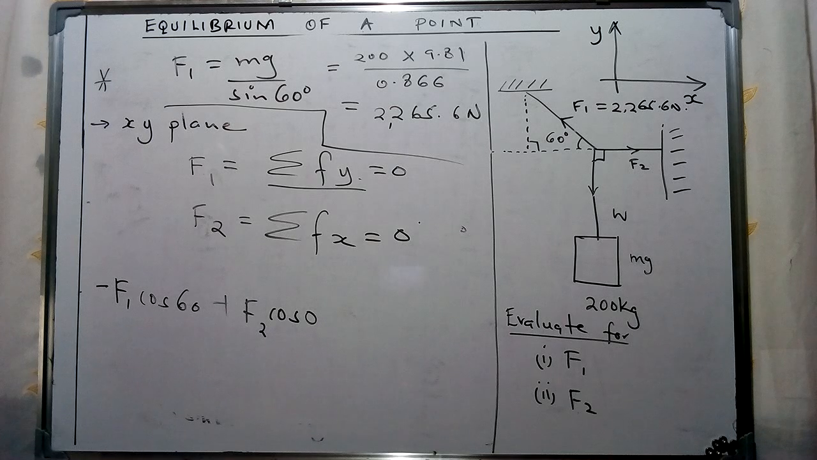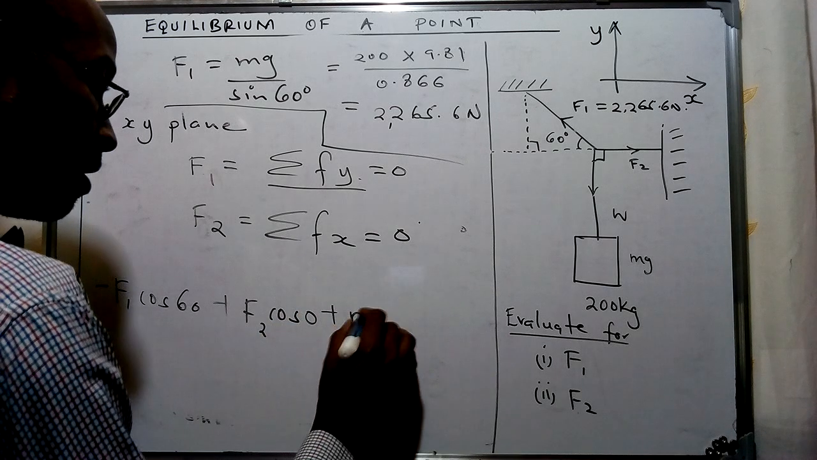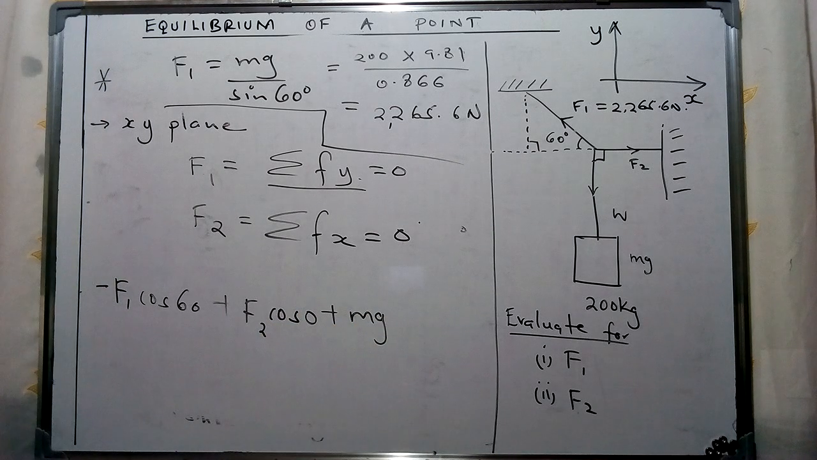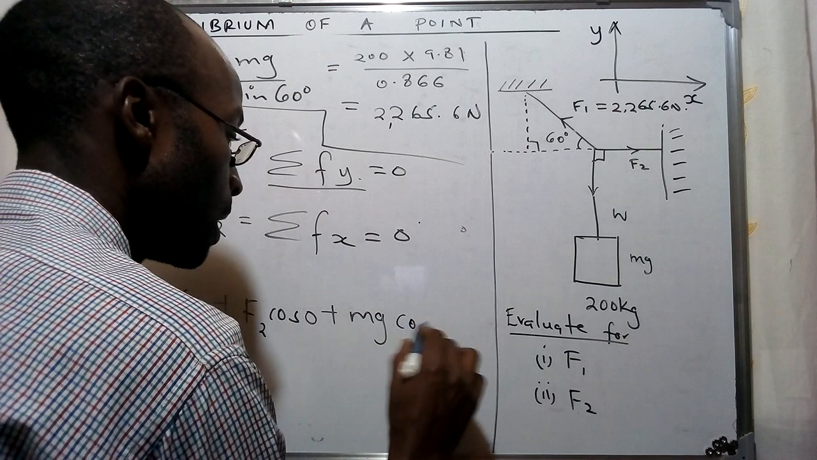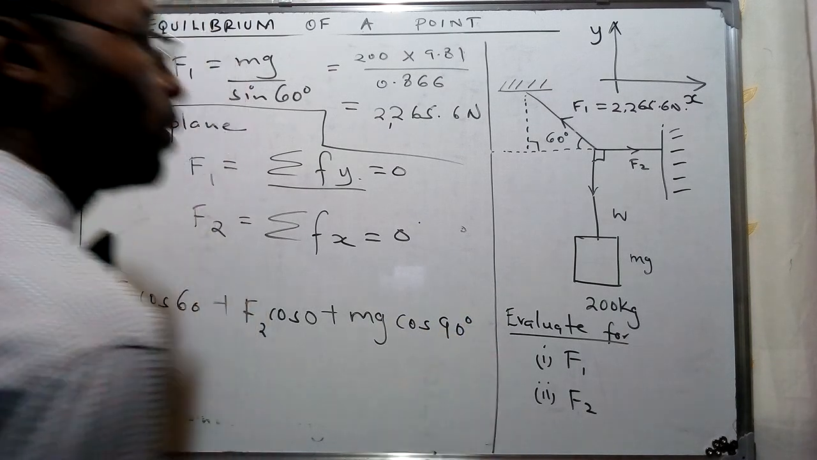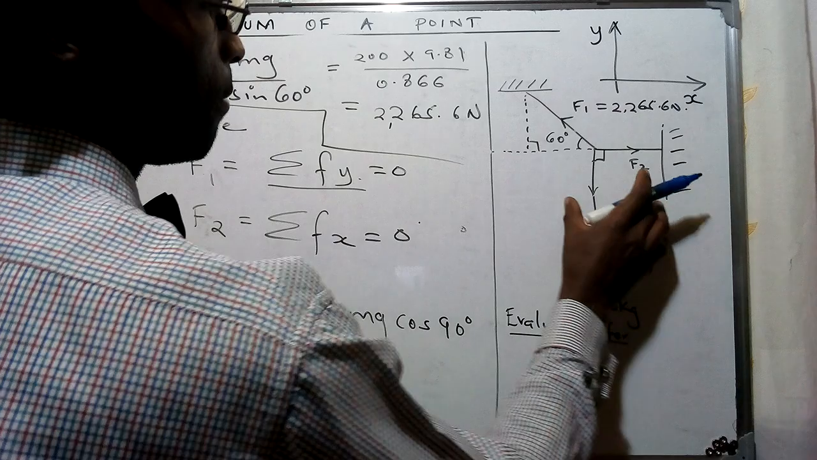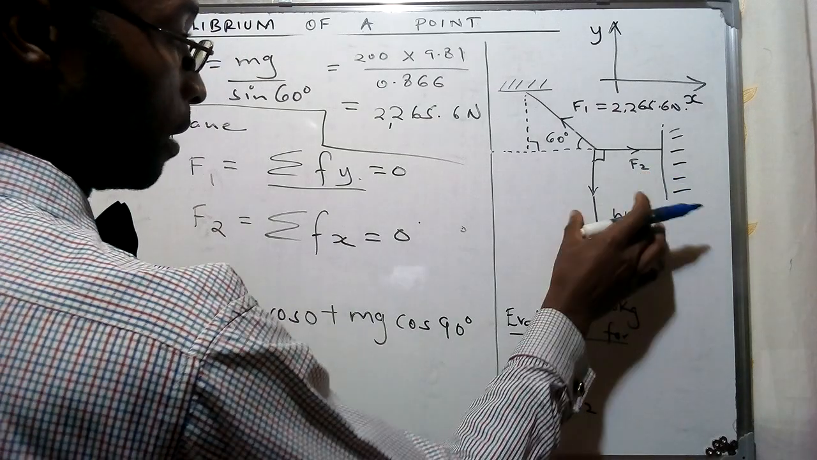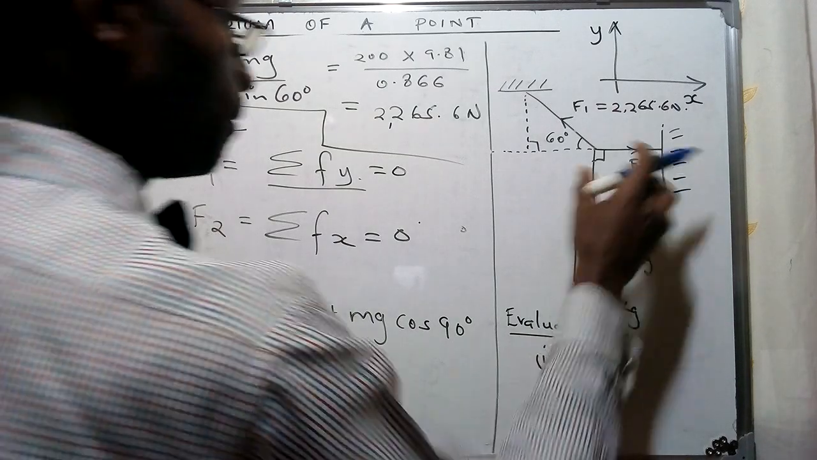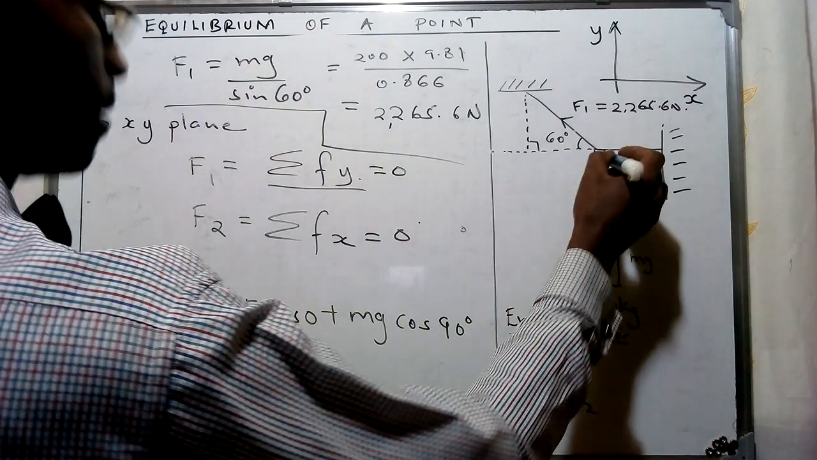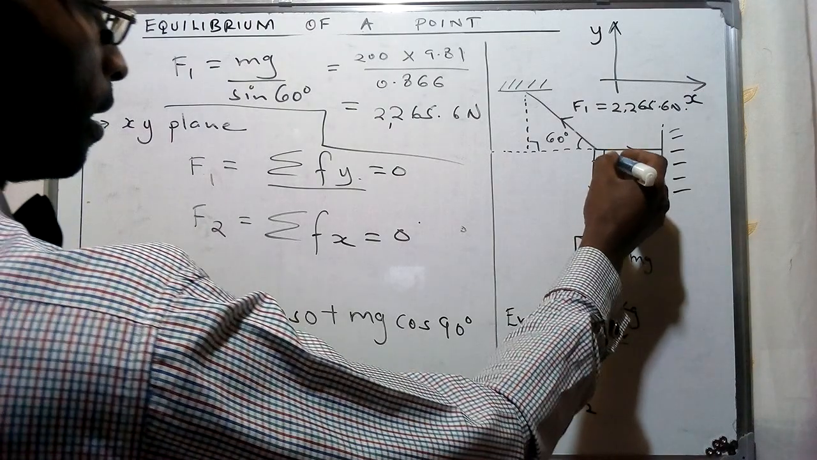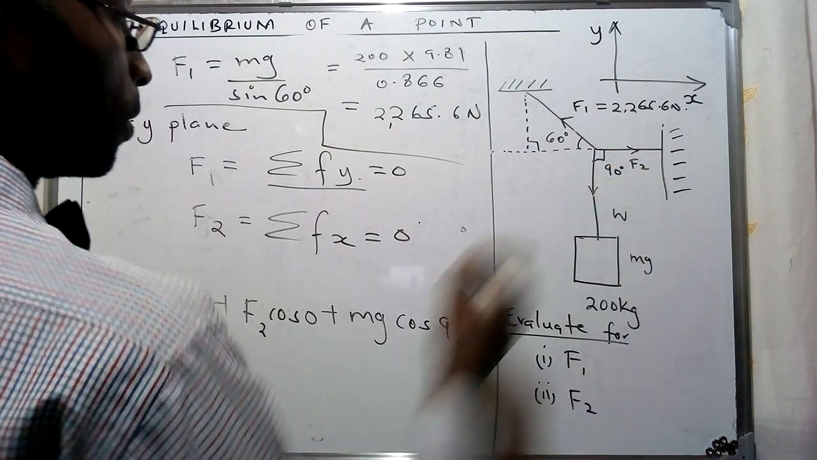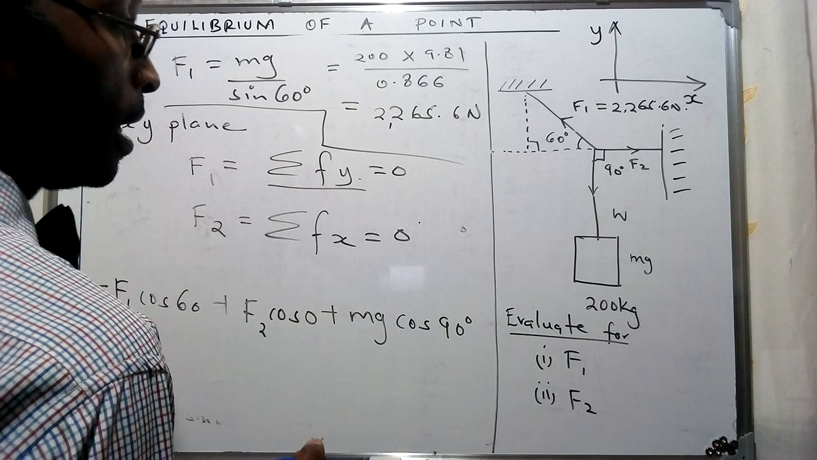And we're going to add this one with mg cosine of 90 degrees. So if we are trying to find a resultant force for the concept of W and F, we're going to look at this specific aspect of the angle between these two forces, which we have given in terms of 90 degrees.